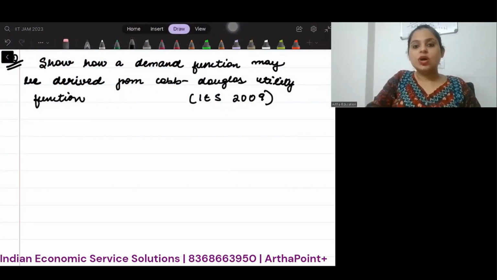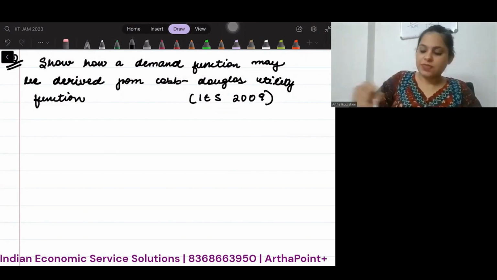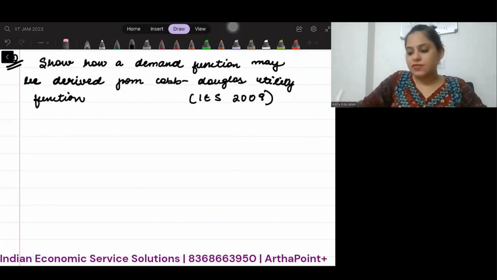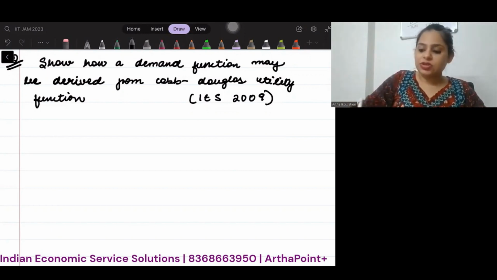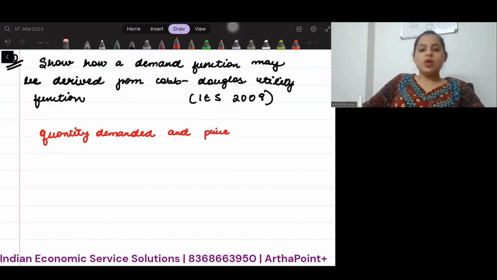It says, show how a demand function may be derived from Cobb-Douglas utility. So tell me something. What is a demand function? A demand function is a relationship between the quantity demanded and price. So I want to somehow get the quantity and the price in the same equation. That will be my demand function.